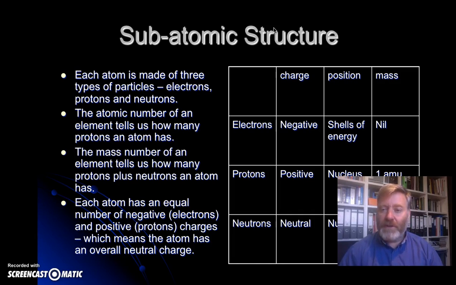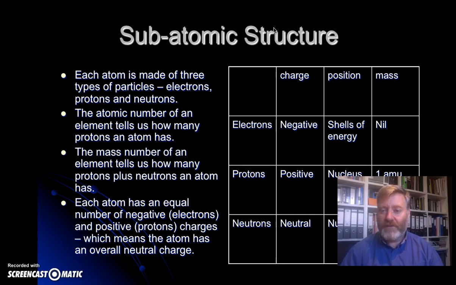And we know three really useful things about each of the subatomic particles. We know what charge they have, we know what position they have in the model, and we know how much mass they have. So, an electron has a negative charge. It exists away from the nucleus of the atom in these shells of energy, and we suggest it has no mass. That's not quite true, but for our purposes that's enough to say it has no mass.